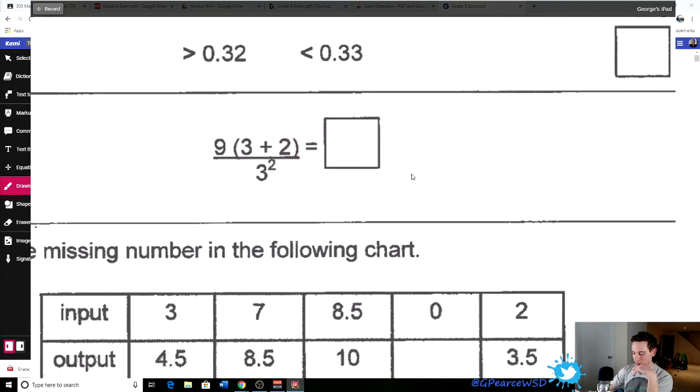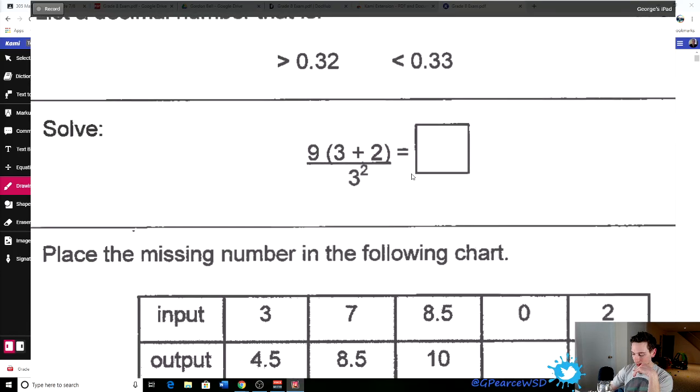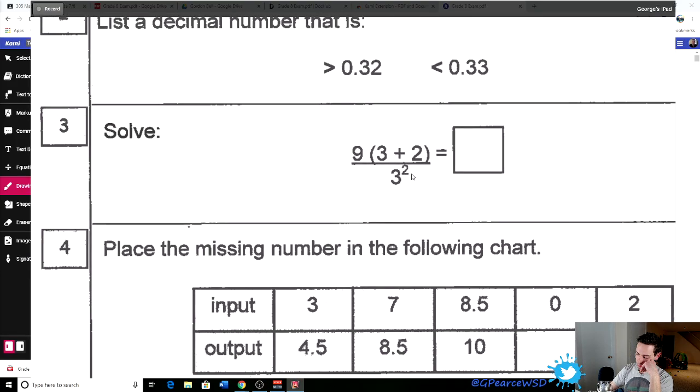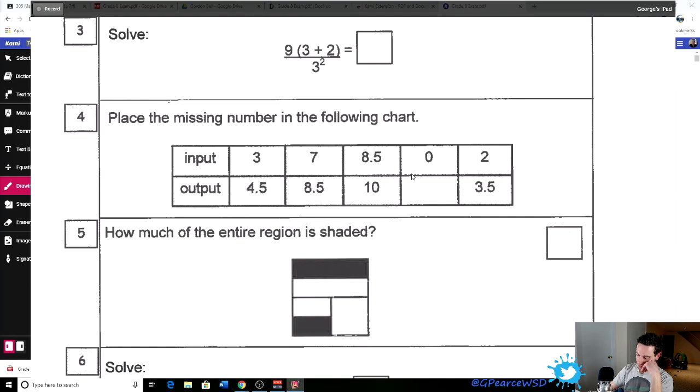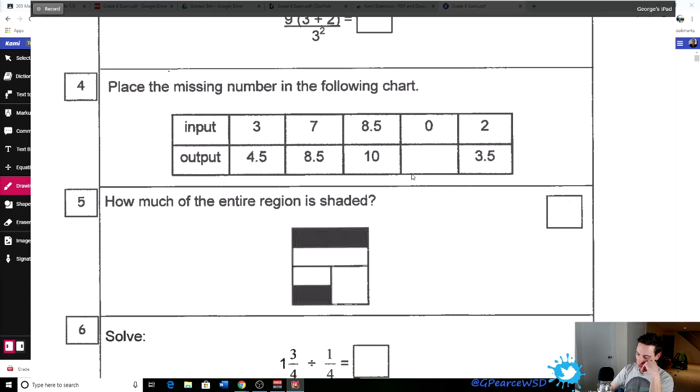For this example here, they're going to ask that you solve it, right? You have to know your order of operations, brackets, exponents, parentheses, go through all the order. Place the missing number in the chart. You have to figure out the relationship between all of the numbers. What do they seem to be doing? Just looking at it, it looks like they're adding 1.5 in every box.